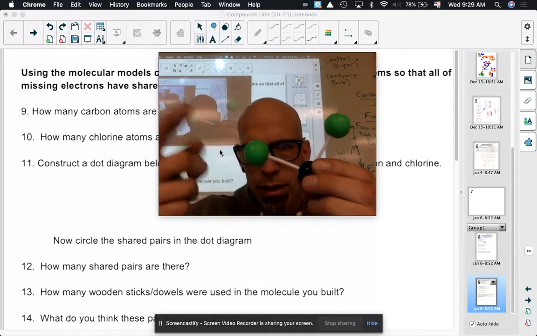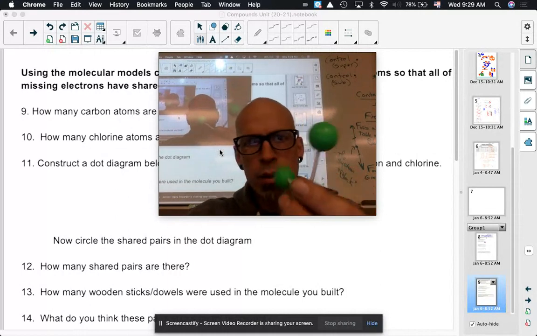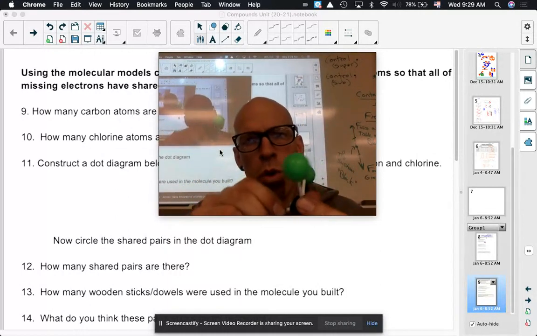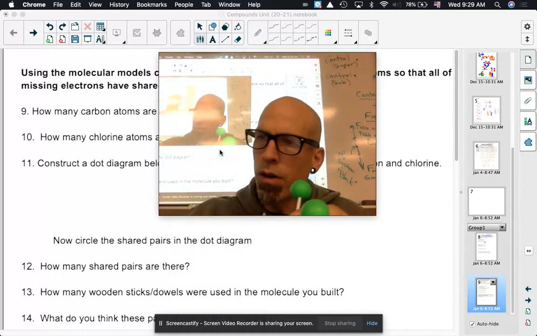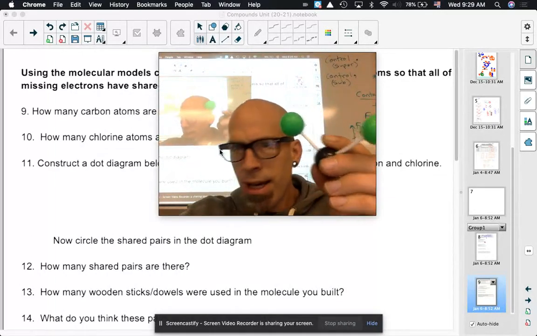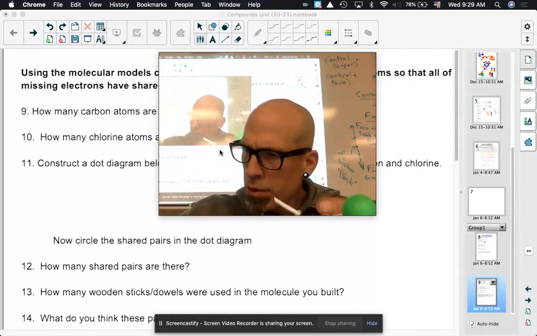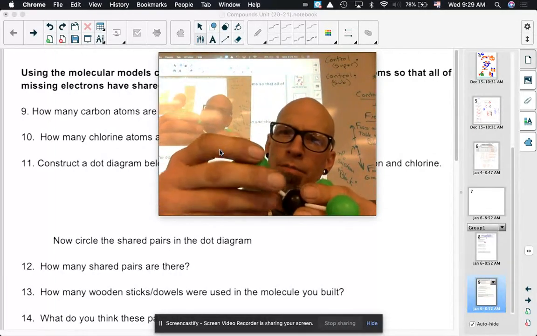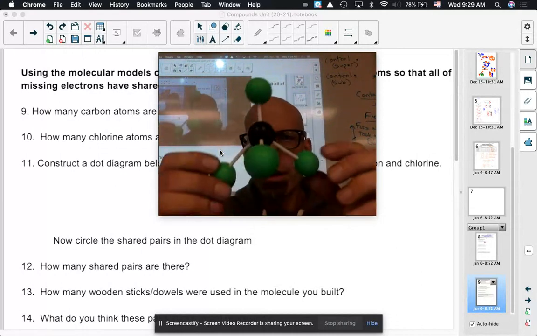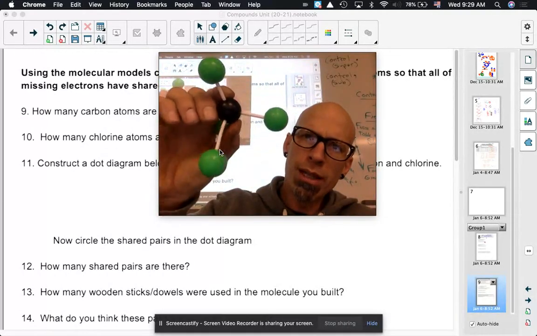And look, we have a green ball here to represent chlorine. And then let's see, another hole in the carbon, because there's three so far. And then I can put another chlorine on that one. And then I've got a fourth empty spot in the carbon, so I can put another one. And so there we have it. There is what you would have built in here.